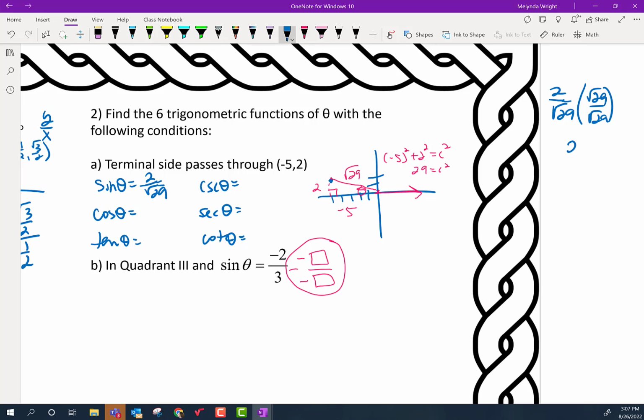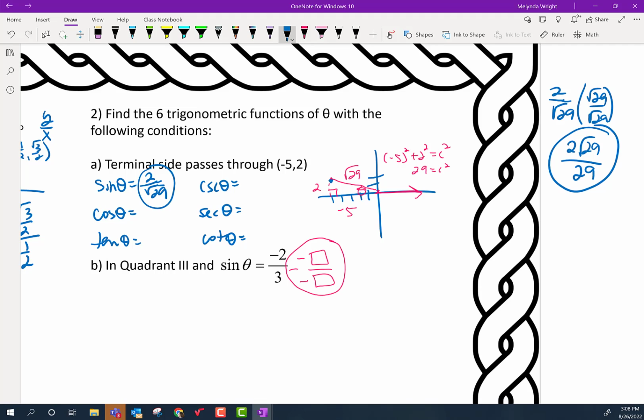2 times root 29 is 2 root 29, and root 29 times root 29 is 29. So these answers are equivalent. One is rationalized and the other is not. But they're the same. They're the same number. Your book should ask you to rationalize or not. We'll see when we get to the homework.